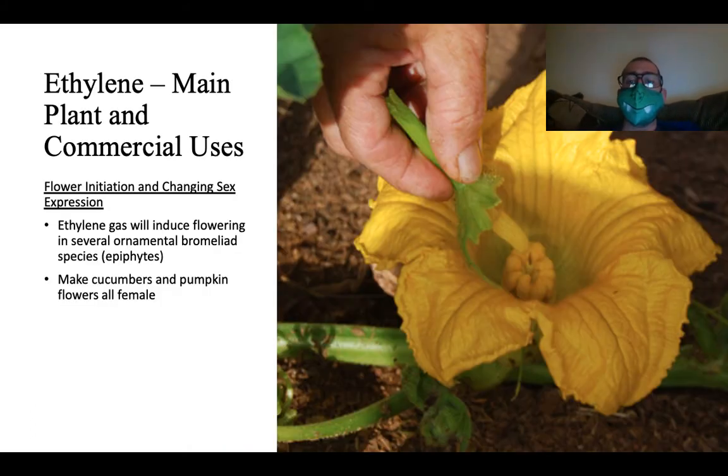Just like with gibberellins, ethylene can also be used for flower initiation and changing sex expression. As gibberellins made male cucumber flowers, ethylene will make female flowers, female cucumber flowers, as well as female pumpkin flowers.